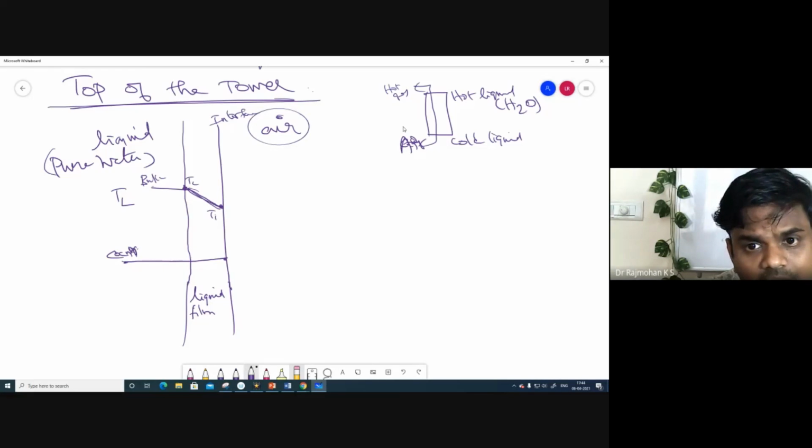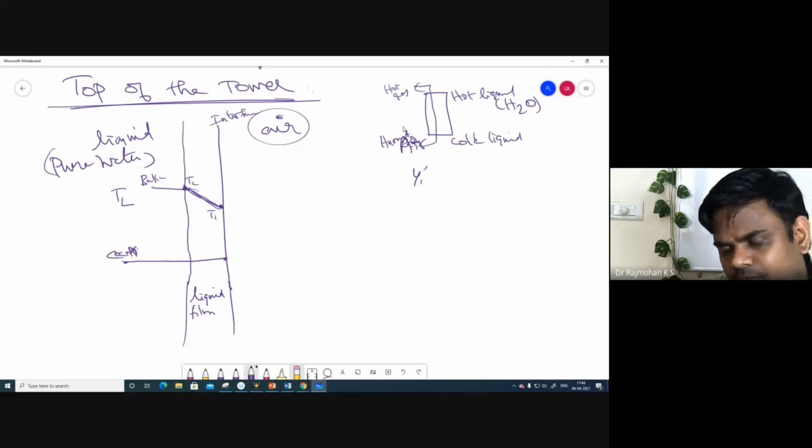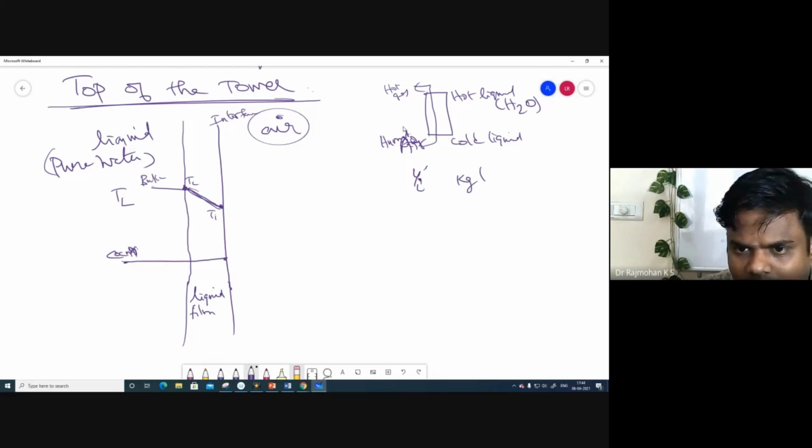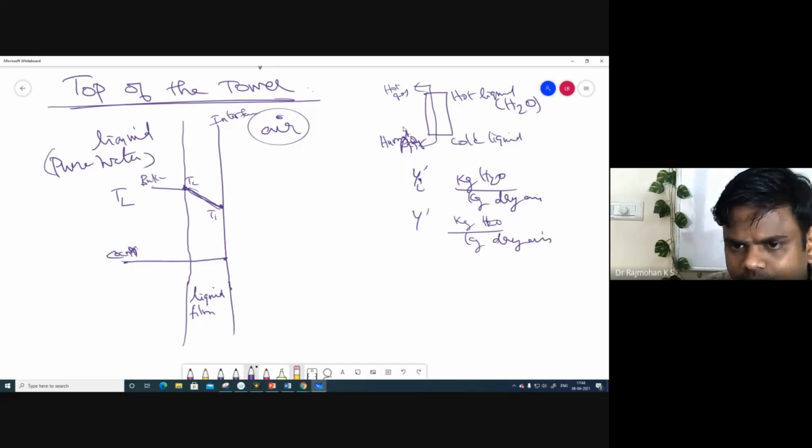But what happens in the air? The air entering has some humidity, and the air leaving has another humidity. So at the interface and in the bulk of the air, there will be a difference in the concentration of water vapor, because at the interface you will have more water. Let me say that Yi dash is the kg of water vapor per kg of dry air at the interface, and in the bulk it is Y dash, again kg water vapor per kg of dry air. So that will be the profile here.